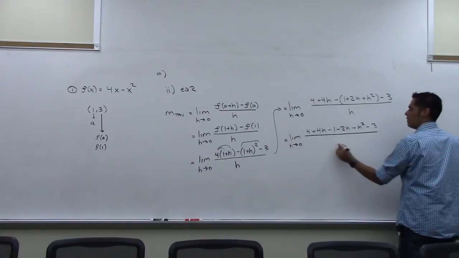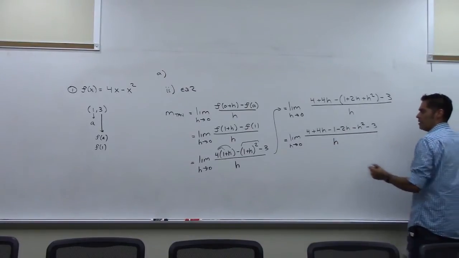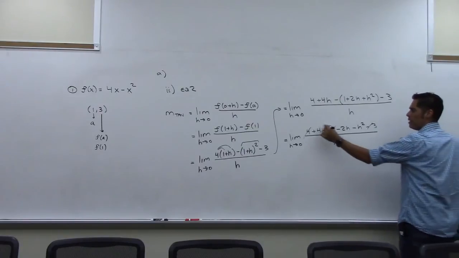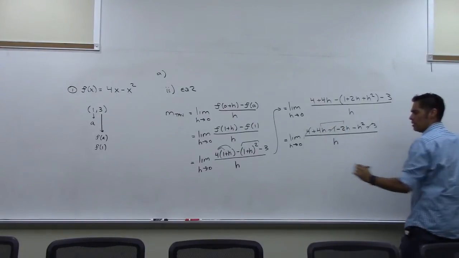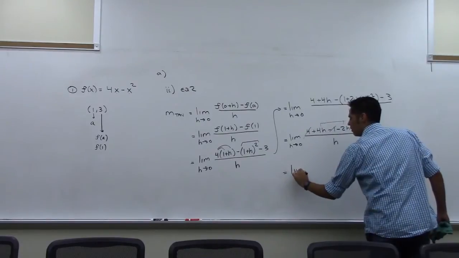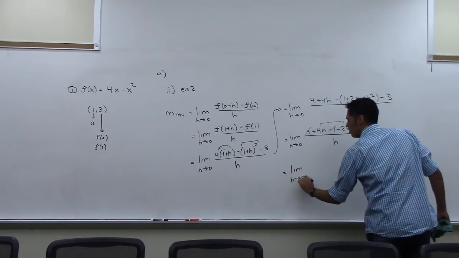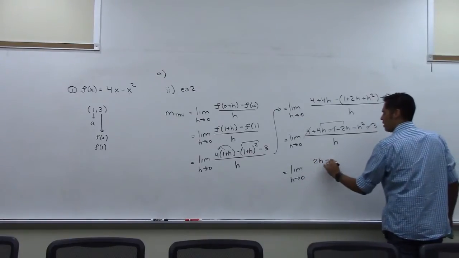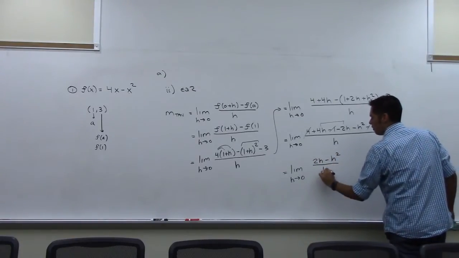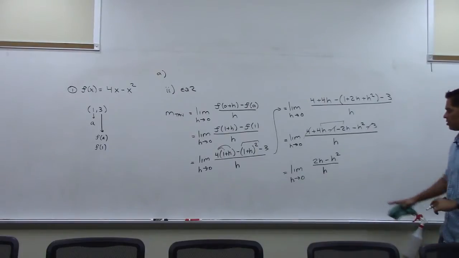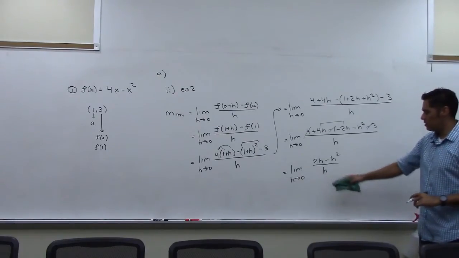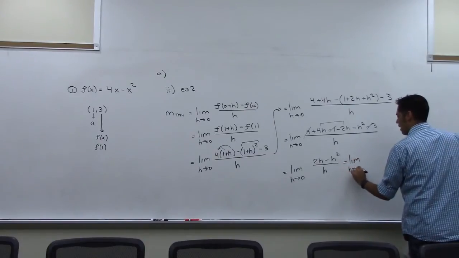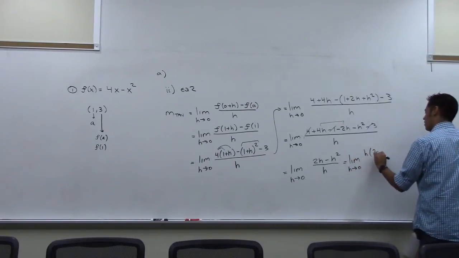all over h. And good things are about to happen because I have 4 minus 1 minus 3, that's 0, it's gone completely. I can put these two together. So I should be at the point where I have the limit as h goes to 0 of 4h take away 2h is 2h. I still have minus h squared, and then all over h. And the whole goal of this is to try and get this h to go away because that's what's causing the division by 0. And we can see that we can do that by factoring an h out on top.